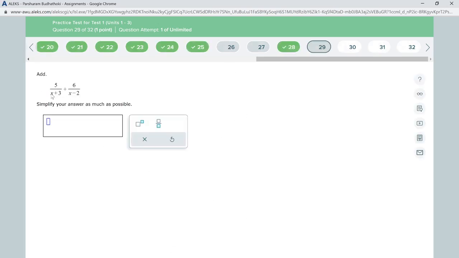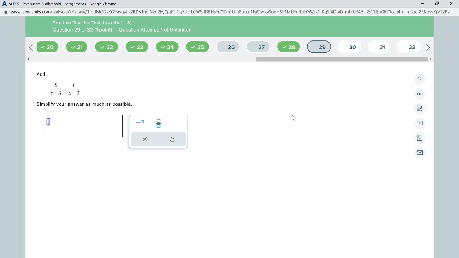Same idea here. You don't have the common factor, so you need to find the LCD, which in this case is (x plus 3) times (x minus 2). You have to make this common denominator, which means you have to multiply the first rational expression by x minus 2 on the top and x minus 2 on the bottom. And you have to multiply the second rational expression by x plus 3 on the top and x plus 3 on the bottom. After that, you are going to get the same denominator on the bottom, which is (x plus 3) times (x minus 2).